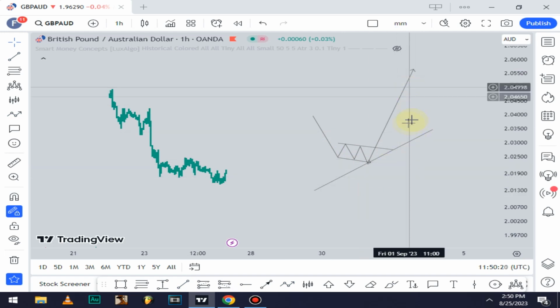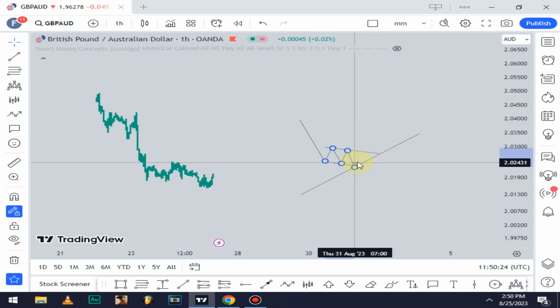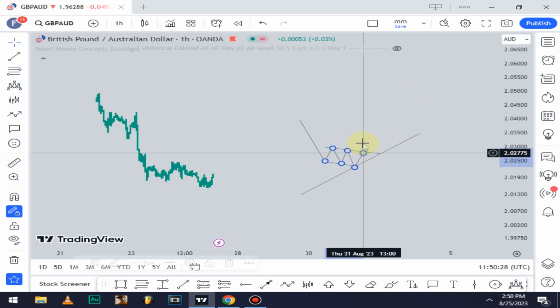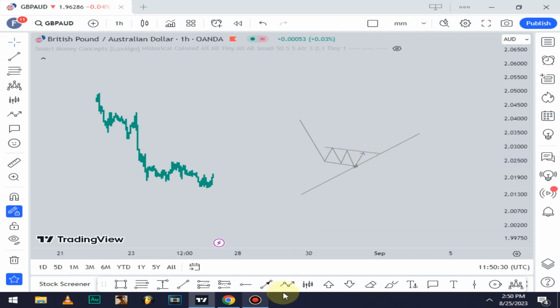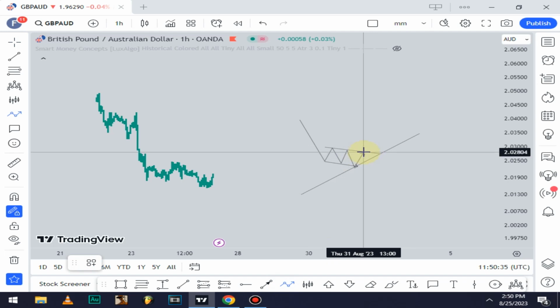So for me to take a buy entry on this pair, let me just do this. First, let's say that price has hit our resistance. So all I need is this first anticipation.